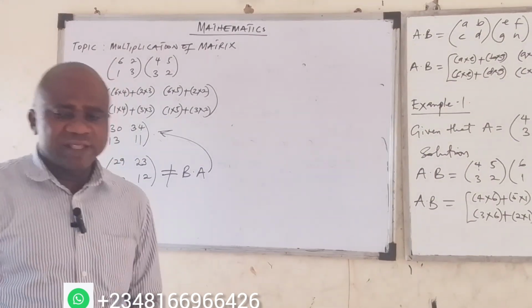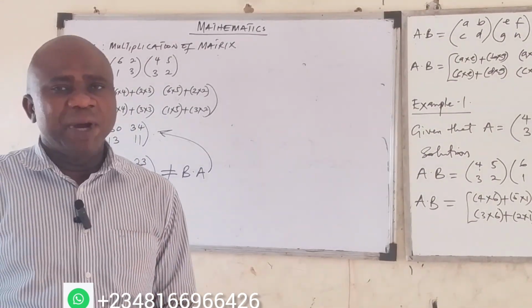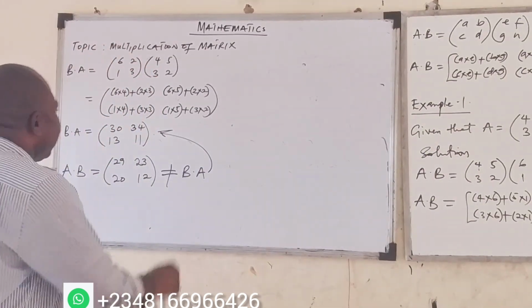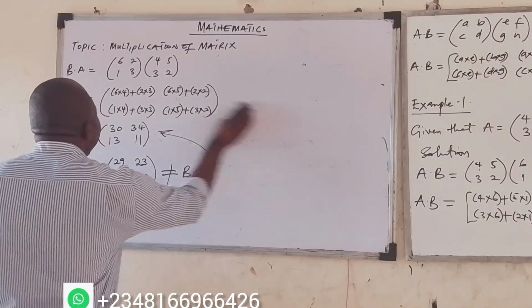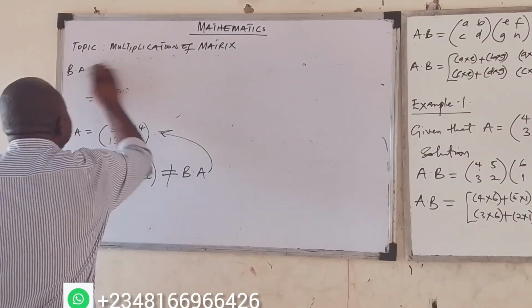Now I want us to look at multiplication of a 3 by 3 matrix. That is an example of 3 by 3.